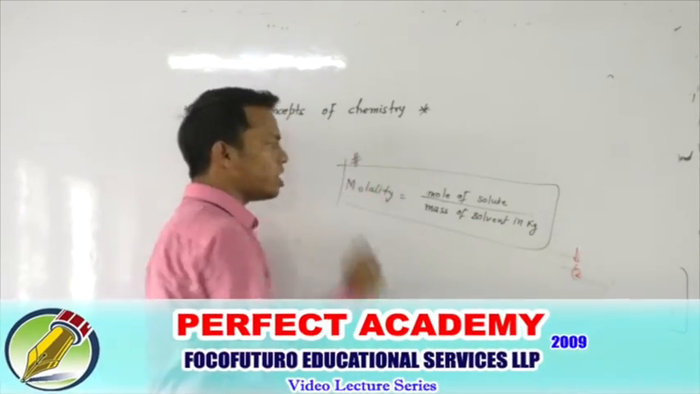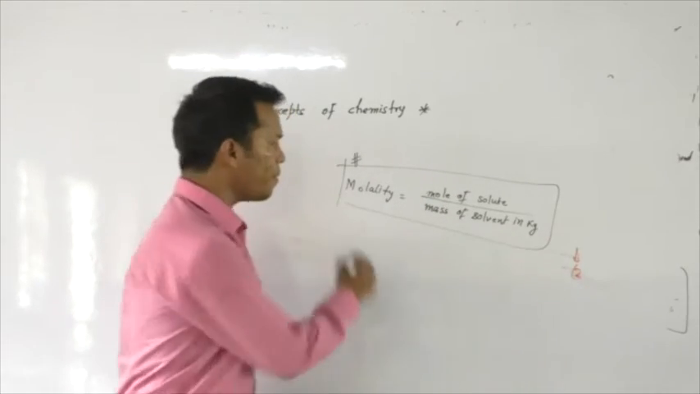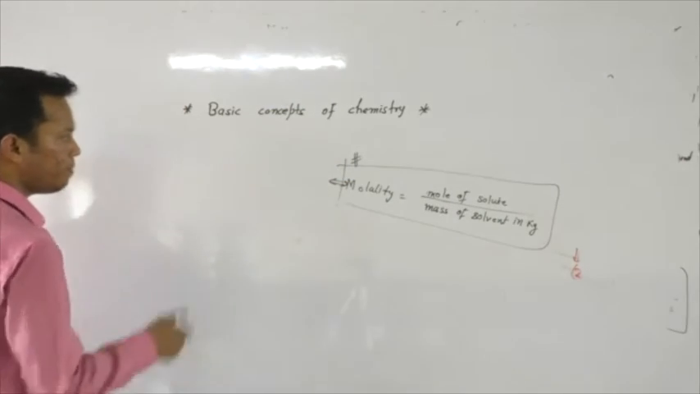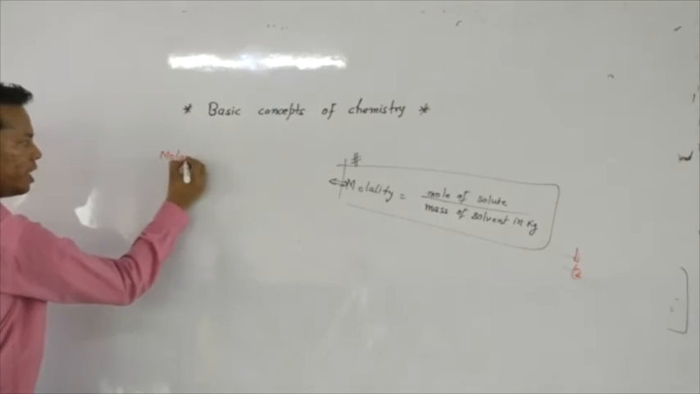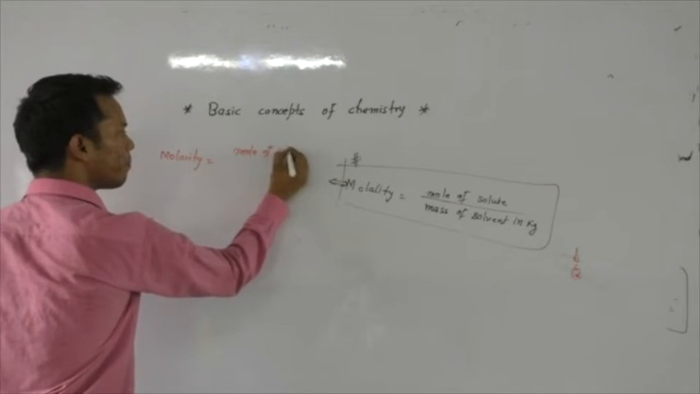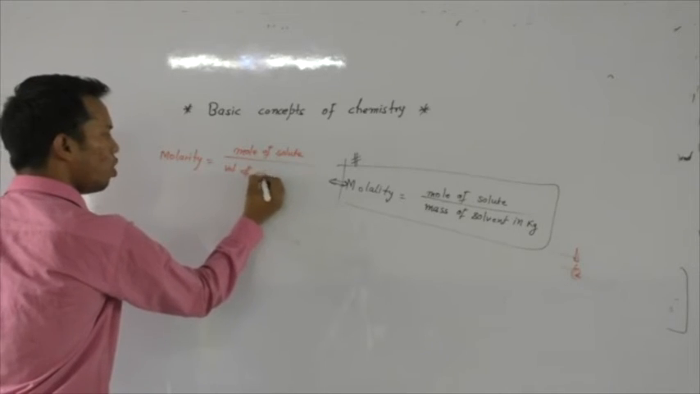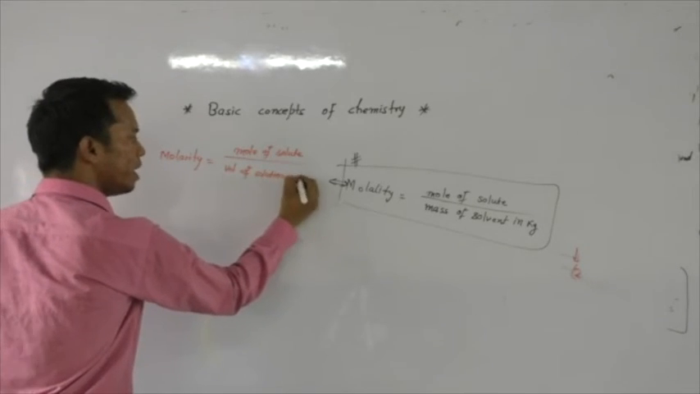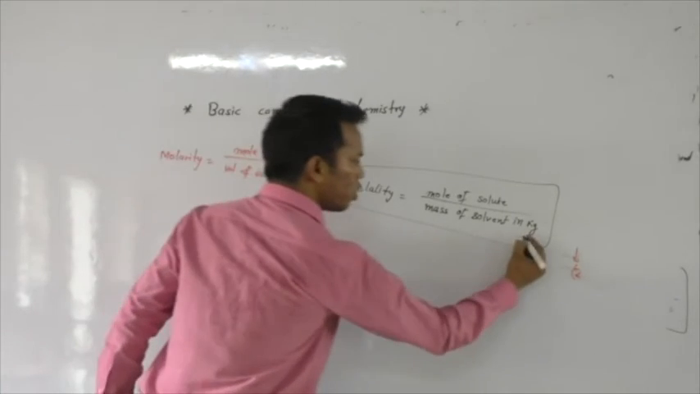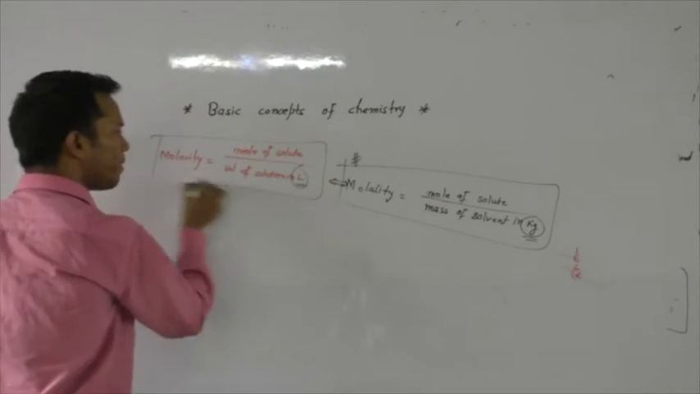So molality is mole of solute divided by mass of solvent in kg. Questions based on this we will also discuss. If you compare this formula with the molarity formula, molarity is mole of solute divided by volume of solution in liter. You have to remember that this is liter, and this is kilogram. Do not forget this. So these two formulas are very important.